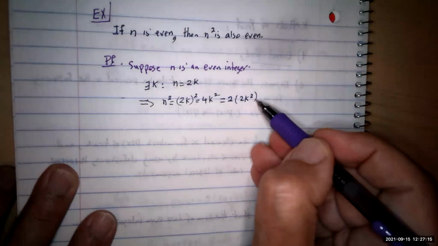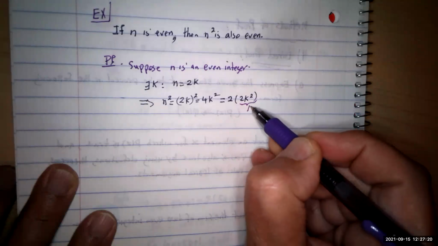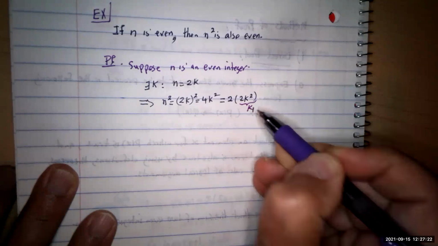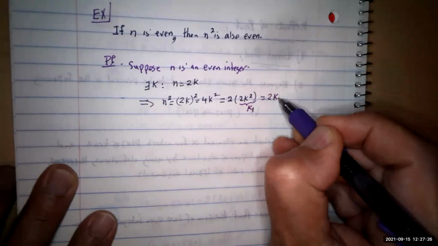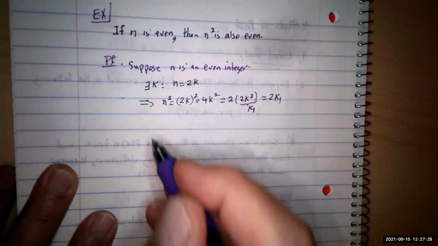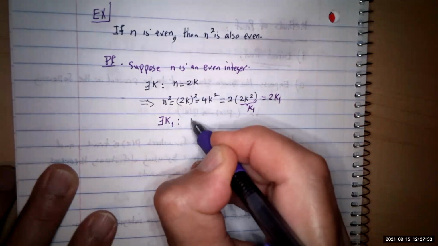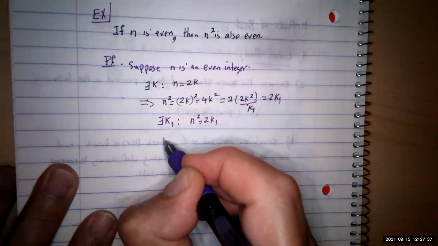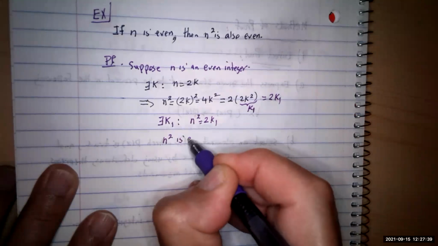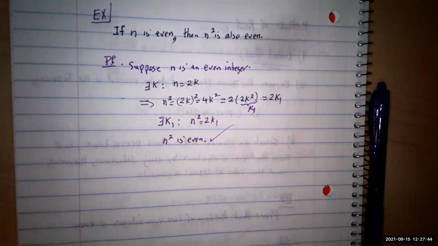So 2k squared is an integer. You may call it k. Sorry, you may call it k1. You cannot use the same k. So that gives 2k1. There you are. What you did, you proved that there is a k1 such that n squared is equal to 2k1. So n squared is even. And you're done. Very nice proof, very easy proof.